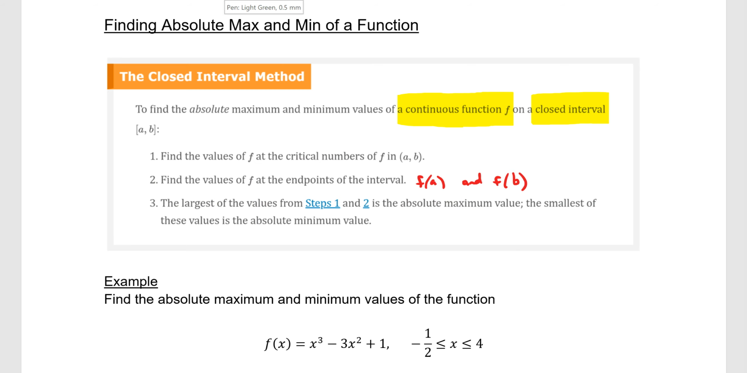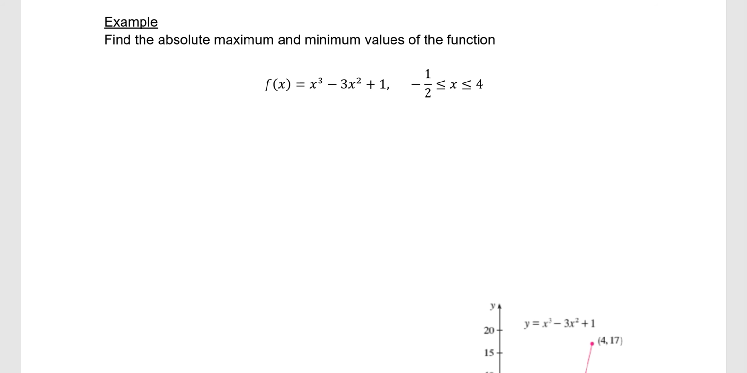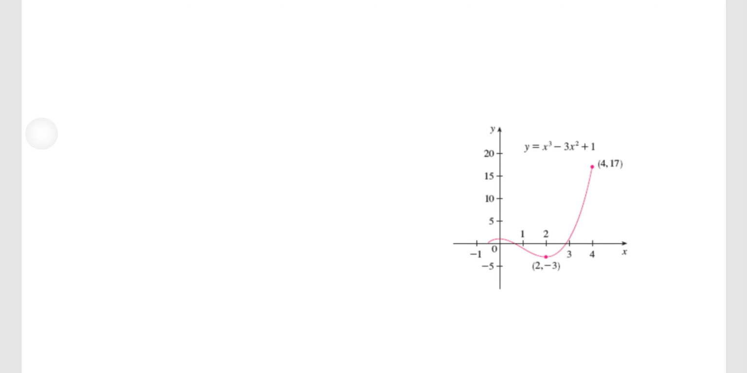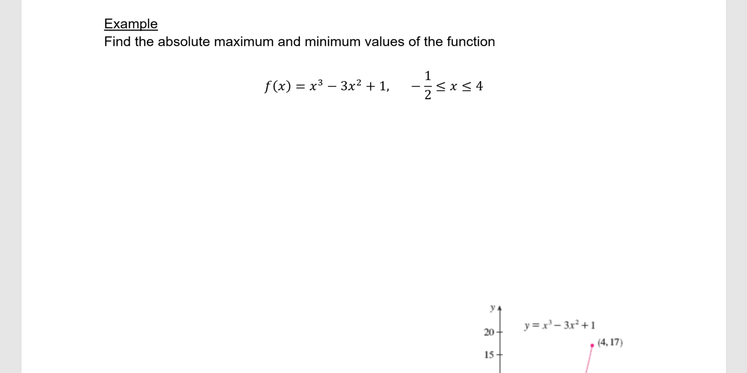All right, so let's see one more example here. And we want to find the absolute maximum and the absolute minimum values of f of x equals x cubed minus 3x squared plus 1 on the interval -1/2 to 4. And then we're just going to use this graph here to help us verify this in a second here. So technically, I'm going to do what the steps said. I just like to think about it a little bit differently.